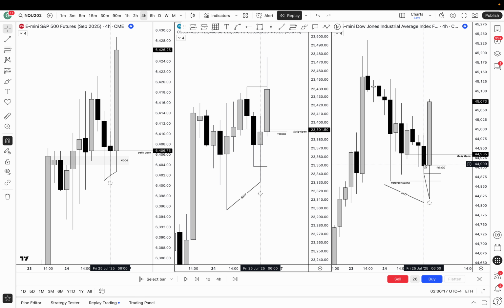But with this closure, the 6 a.m. candle is pretty significant actually with the closes, because we see this is a bearish candle. This is a bearish candle. This is a bullish candle. So this tells us that ES is the strongest asset.